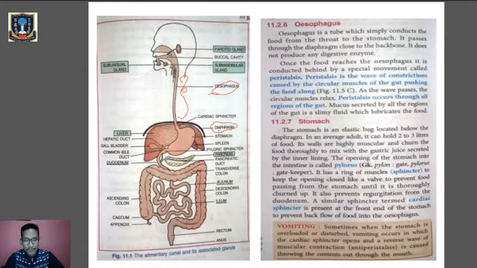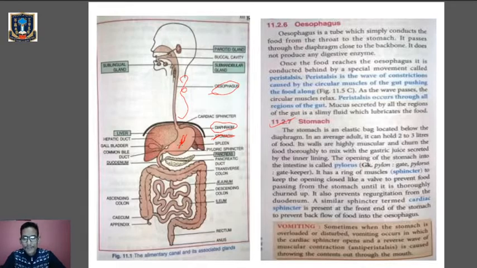Clear? Now, what is the stomach? The stomach is an elastic bag. Here you can see the stomach part. The stomach is an elastic bag located below the diaphragm. The black one in the figure is the diaphragm, and just below the diaphragm we have the bag-like structure which is called the stomach. In an adult, it can hold up to 2 to 3 liters of food.